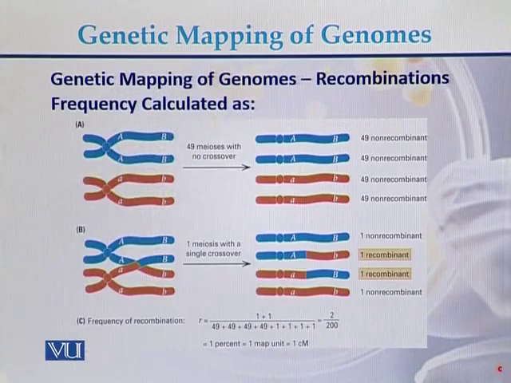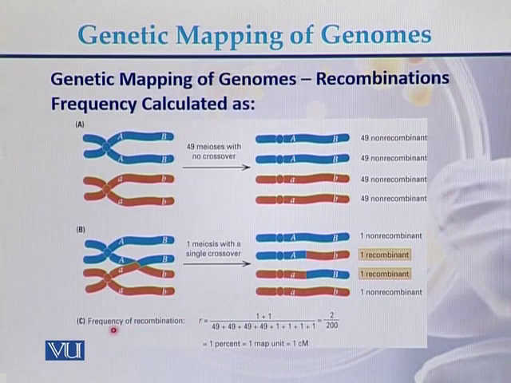Here is an example of how recombination frequencies are calculated. Here there are two homologous chromosomes. There are 49 meioses with no crossover. So it means 49 non-recombinants and all 49 recombinants. But in addition, here we can see that there is one meiosis with a single crossover. It means this chromatid is non-recombinant, this is non-recombinant, and these two are recombinant. So they have exchanged their fragments, so they are recombinant.